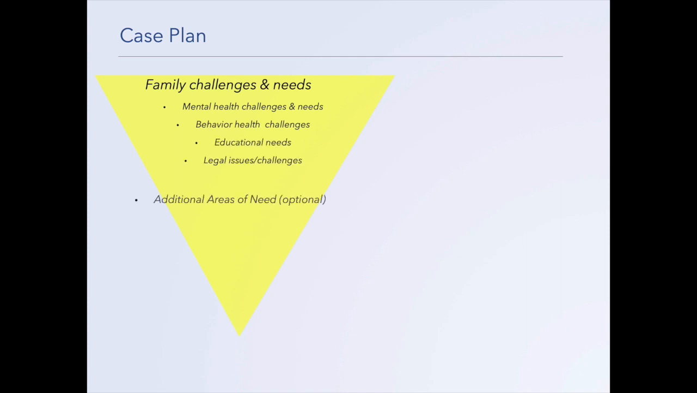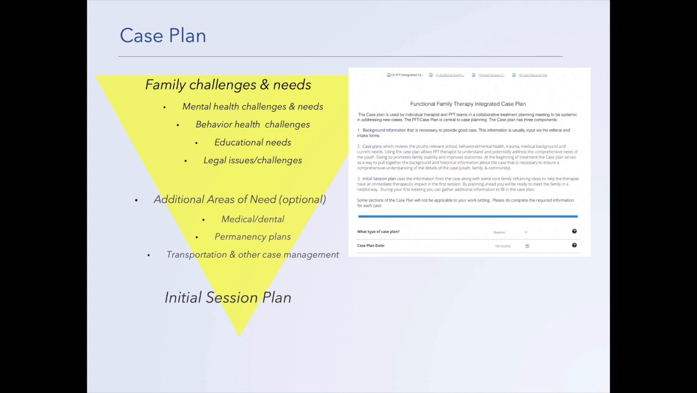The case plan is something you'll initially complete before you even go to see the family. It is a dynamic document in FFT, meaning that you get it started before the first session and then update it at each of the phases. The case plan is intended to identify the family challenges and needs: mental health challenges, behavioral challenges, educational ones, legal issues, and additional areas of need, whether medical, permanency, or transportation needs. Then, from those needs, we're going to help you identify an initial session plan. Notice the case plan is intended to be a funnel, starting with needs and ending up with a case plan and then an initial session plan.